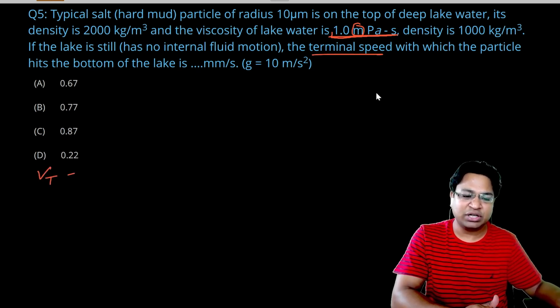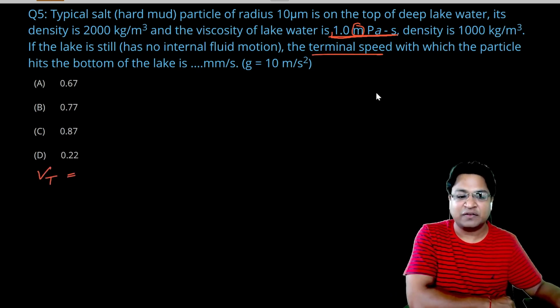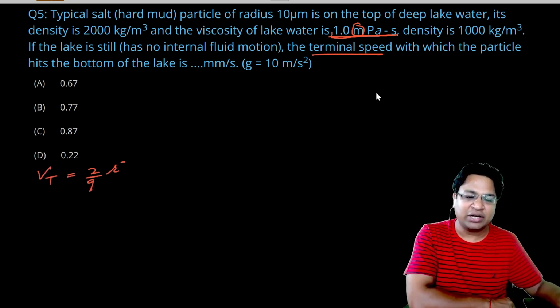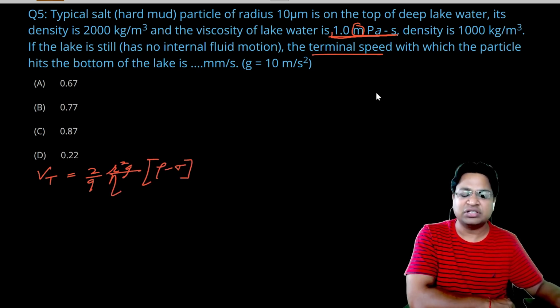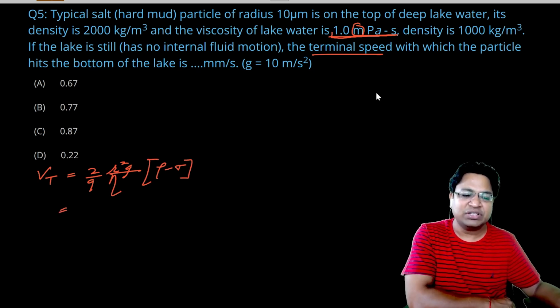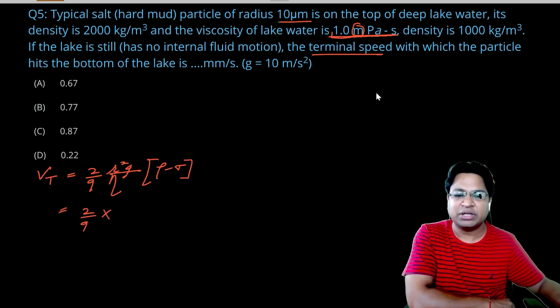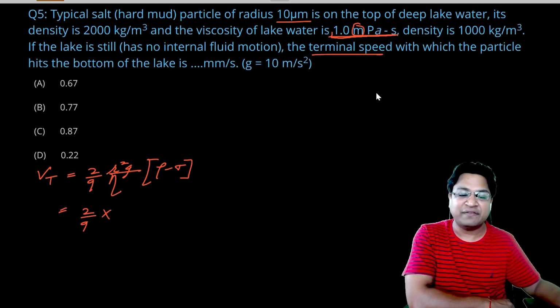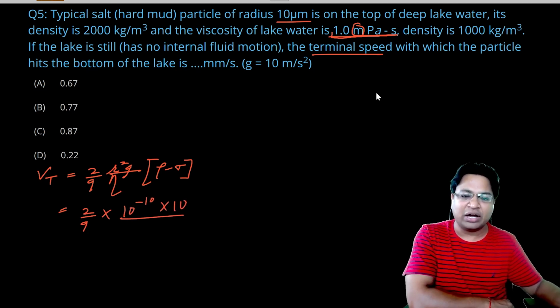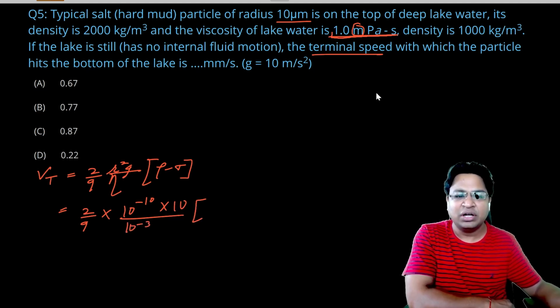And to do this question quickly, you should be able to recall the formula of terminal velocity. It is 2 by 9 r square g by eta, and then the difference of the density of the solid minus density of the liquid. So we just have to substitute the numbers and finish the calculation. So 2 by 9 into r square. Now r is given to be 10 micrometer. That is 10 raised to power minus 5. Square of that will become 10 raised to power minus 10. And then value of g is given to be 10. Eta is 10 raised to power minus 3. And then the difference in the density. So the mud particle has a density of 2000. Water has the density of 1000. So the difference will become 1000.